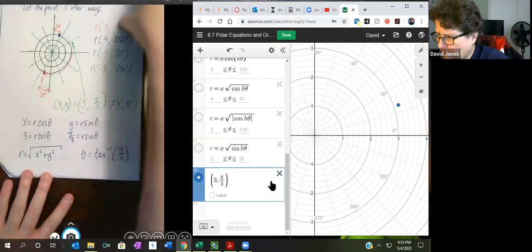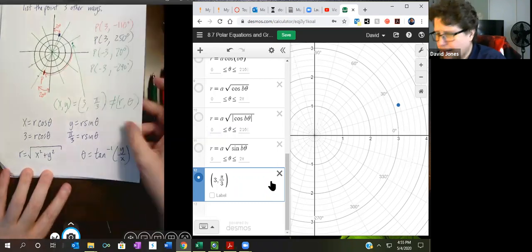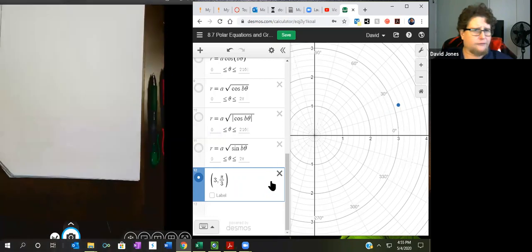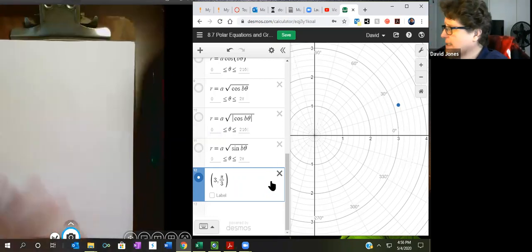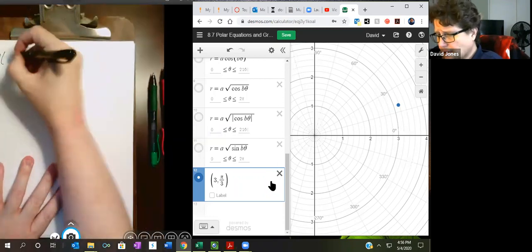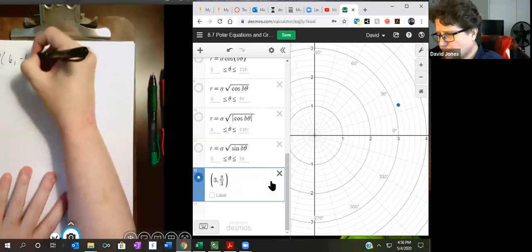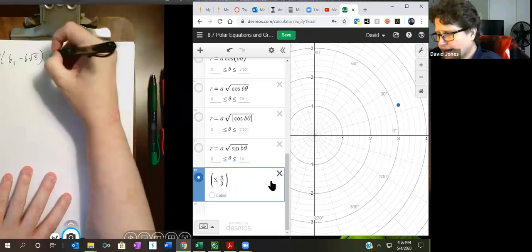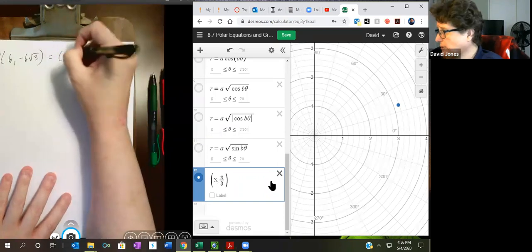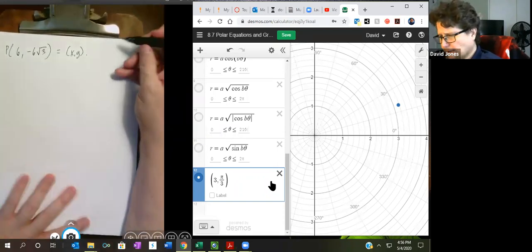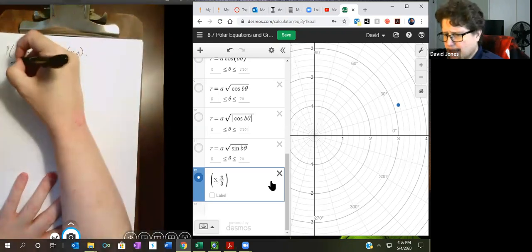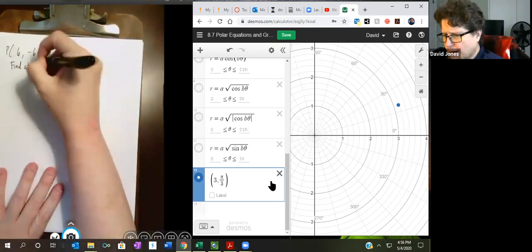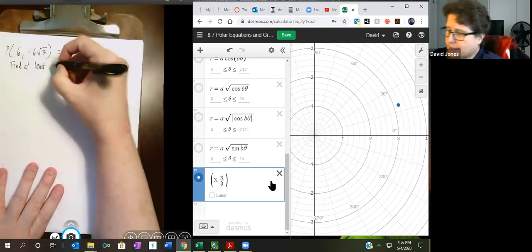So rather than using 3 and pi over 3, let's actually use a different point. Let's take a look at the point 6, negative 6 root 3. And this is in x and y. Find at least one way of writing this as polar coordinates.